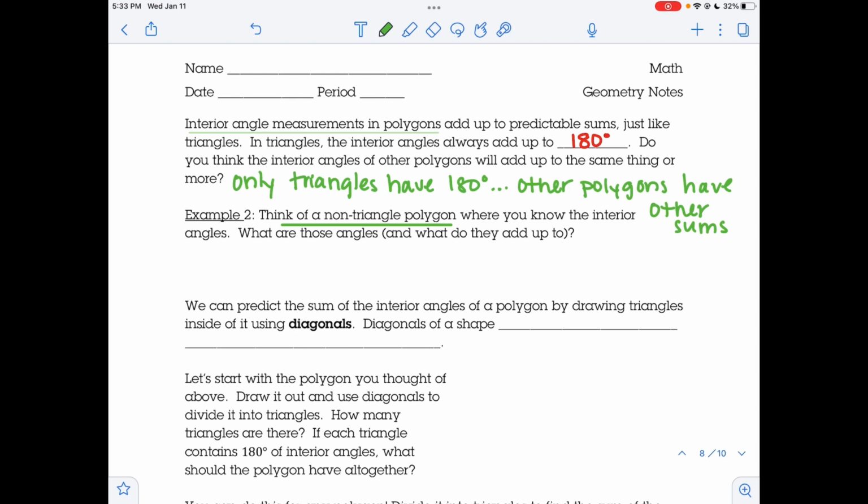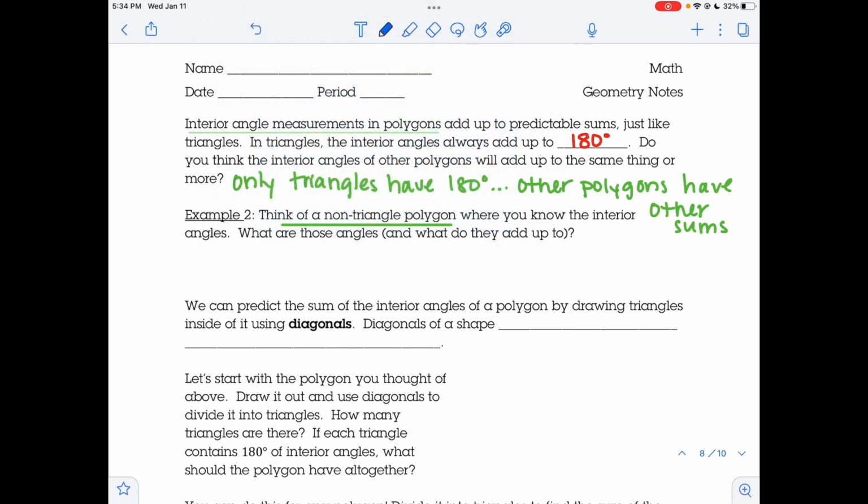So for example 2, I do want you to pause the video again. Think of a non-triangle polygon. So any closed shape with straight sides where you already know what the interior angles are supposed to be. Now, it seems like a strange request, I know, but there is at least one shape that everyone's familiar with that you know for sure what the interior angles are. So pause the video and then we'll see what we get.